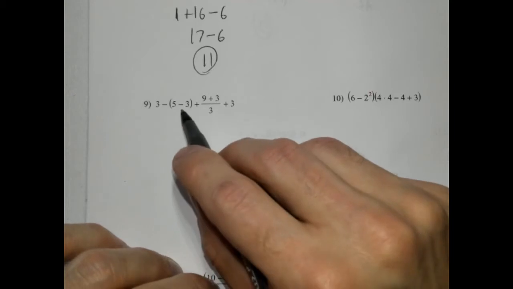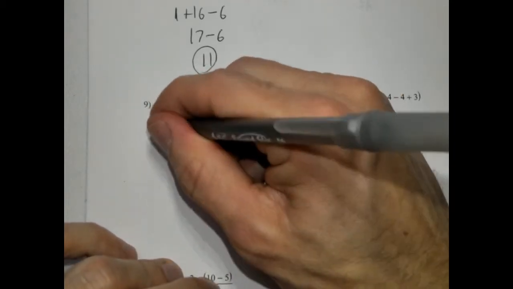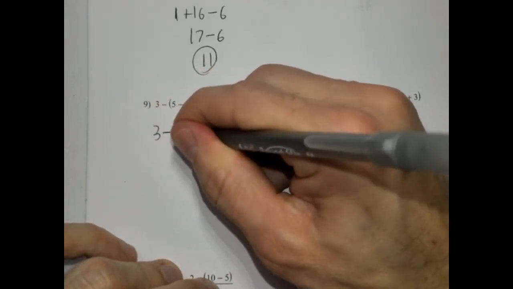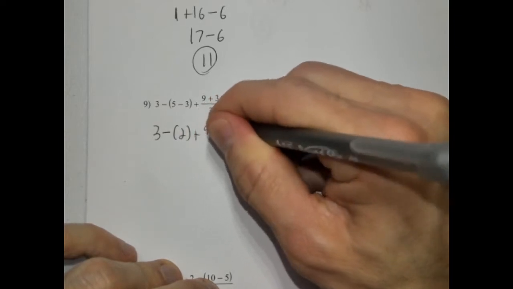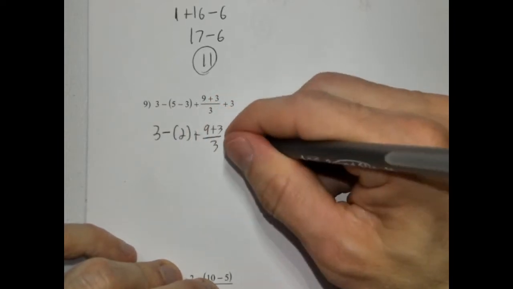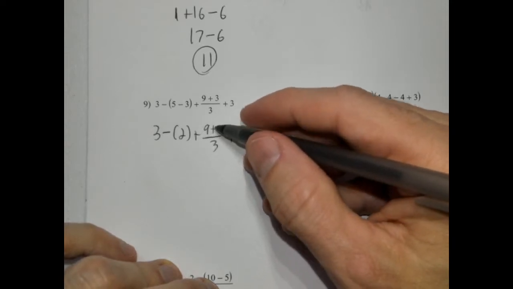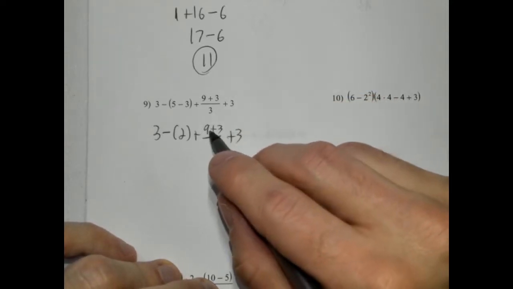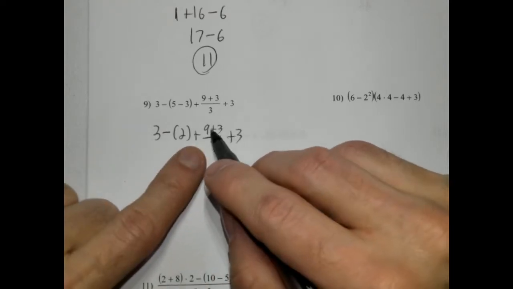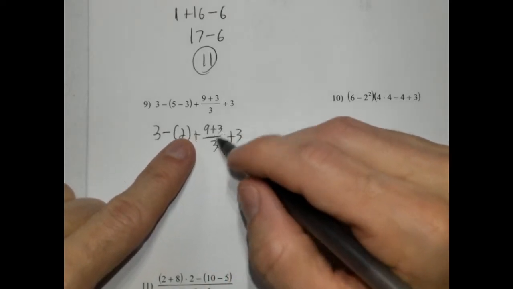Okay, let's see. We're going to do the parentheses first. 5 take away 3 is 2. So 3 minus 2 plus 9 plus 3 over 3 plus 3. All right, we have this whole fraction bar here, which is a fraction, but it also needs to be simplified. So we're going to do the top first. Even though it's weird we're adding before we're dividing, we're doing this just to simplify this term.